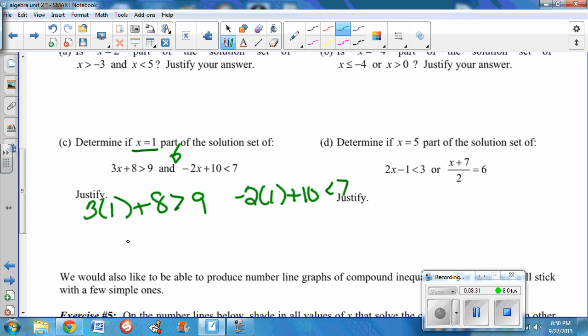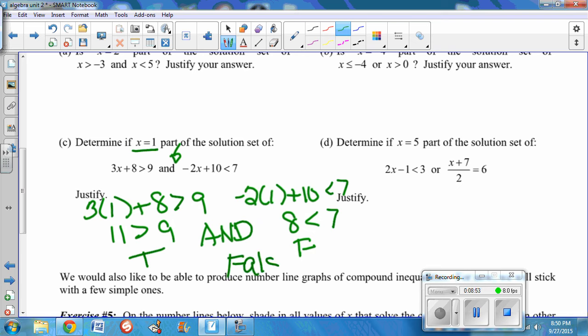So we have, this gives us 11 is greater than 9. We know that's true. Keep in mind our connector is and. Then this one gives us 8 less than 7. Well, that's false. So what does that say about this whole compound inequality as a whole? Okay, it's false. So is 1 part of the solution set for this compound inequality? No. Okay. Let's look at D right next to it.